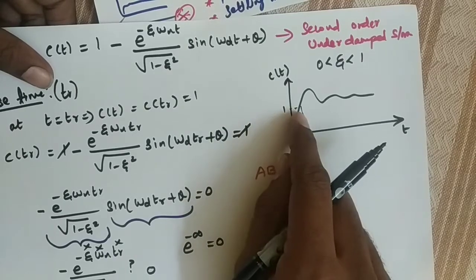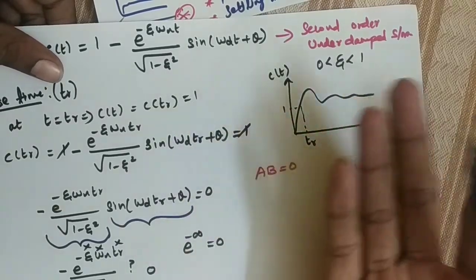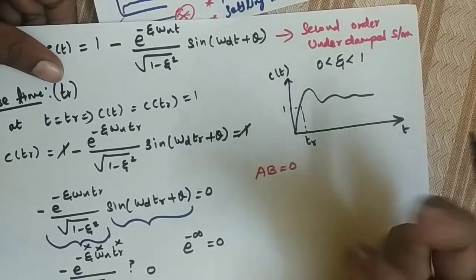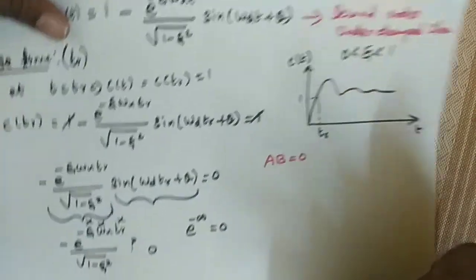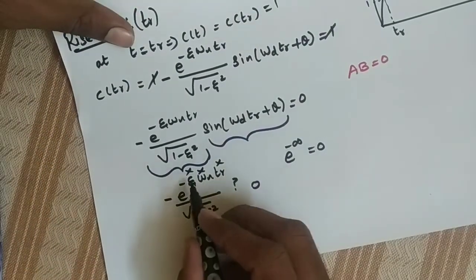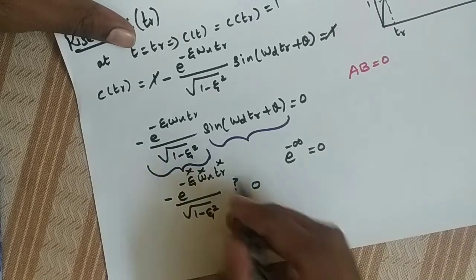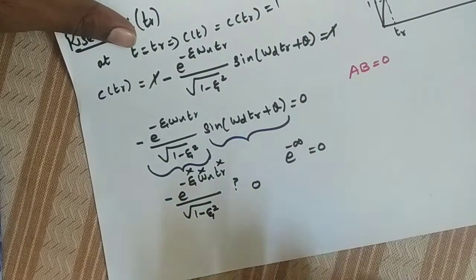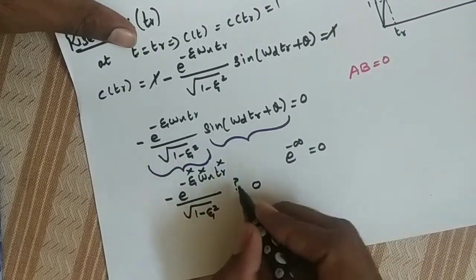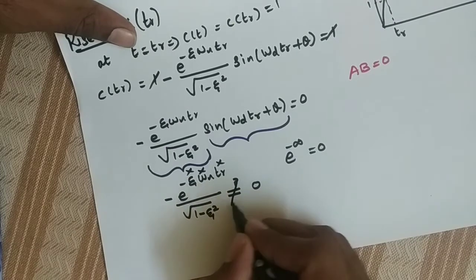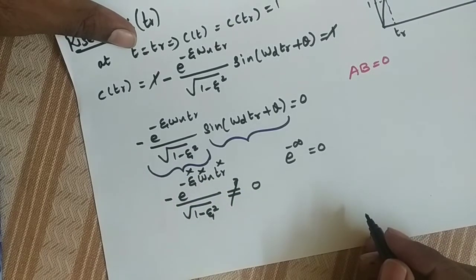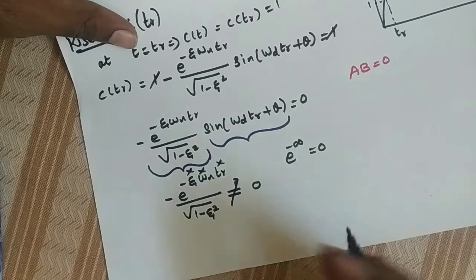To reach the final value, it may take some fraction of seconds only, so it may not be infinity. So here e to the power of minus eta omega n tr is not possible to be an infinite value. So overall, this e term is not possible to be a zero value.